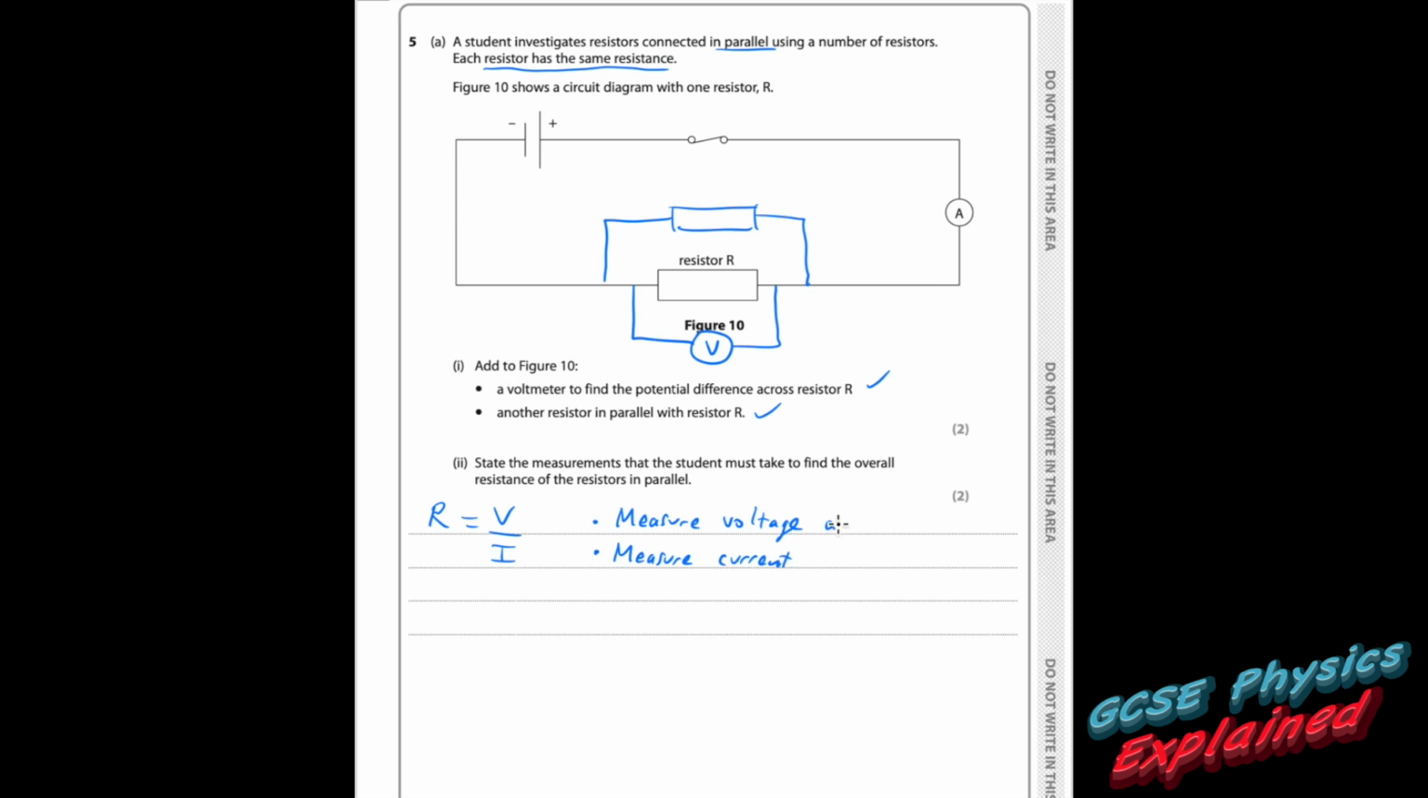You could say across R, and you could say through R. You don't need that though.